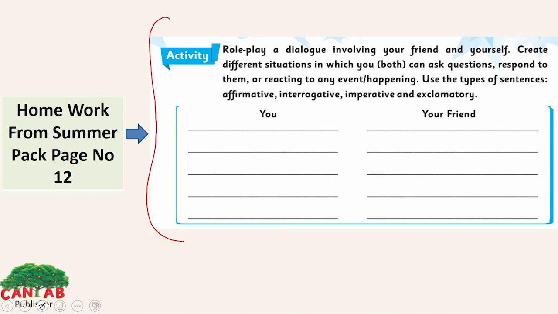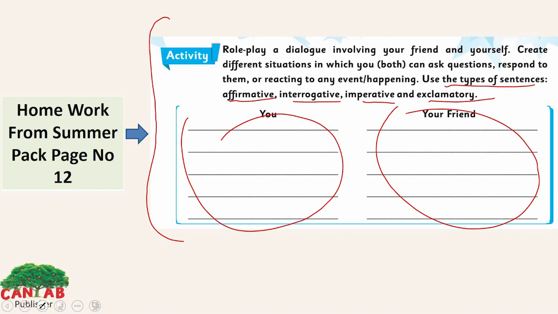Role play a dialogue involving your friend and yourself. Create different situations in which you both can ask questions, respond to them, or react to any event happening. Use the types of sentences: affirmative, interrogative, imperative, and exclamatory. They are your sentences and your friend's sentences. You have to role play a dialogue. I hope you will do your homework.